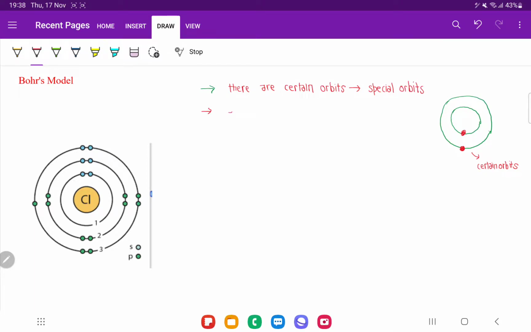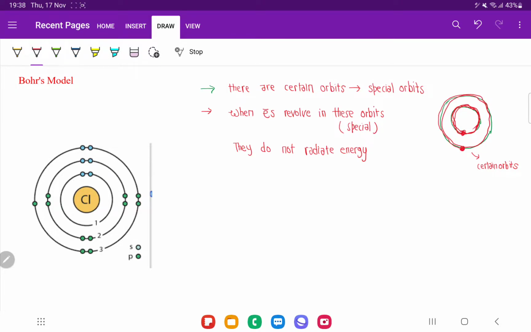And second, when the electron revolves in these orbits, these special orbits, then they do not radiate energy, right? That means the electron is always moving in that orbit unless you take energy from it or you give it energy. So they do not radiate energy. So this electron will move in this orbit again and again and again.